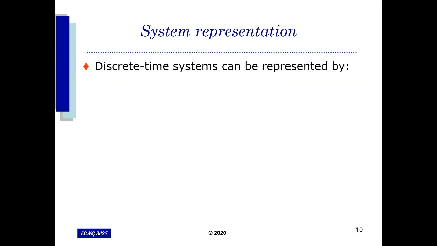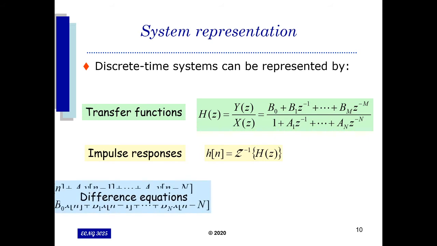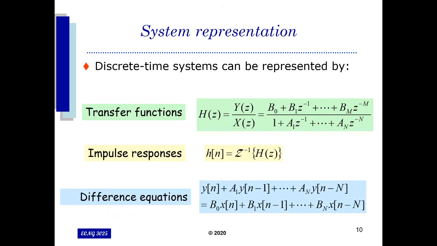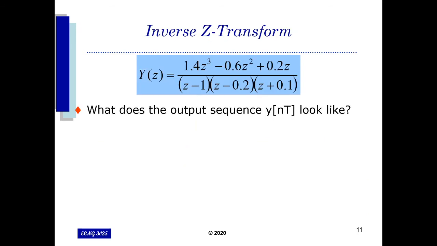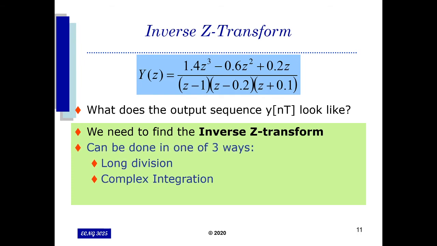So discretized time systems can be represented by transfer functions, which look like this, impulse responses, which look like this, and difference equations, which look like this. In particular, the ones we tend to use the most will be the transfer functions and the difference equations. So for the output sequence y of nT, we can find the inverse z transform of this y of z signal in one of three ways. We can do long division, we can do complex integration, which we will not discuss in this course, and we can use partial fractions and tables.